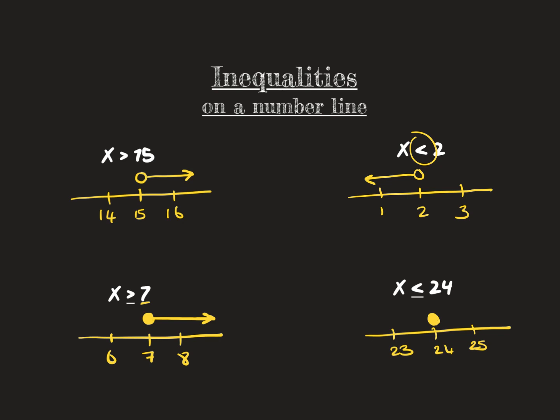And because less than, we're going to go down to the lower numbers like 23. So that shows in the number line that all the numbers below 24, 24 and below satisfies that inequality. So x is less than or equal to 24.